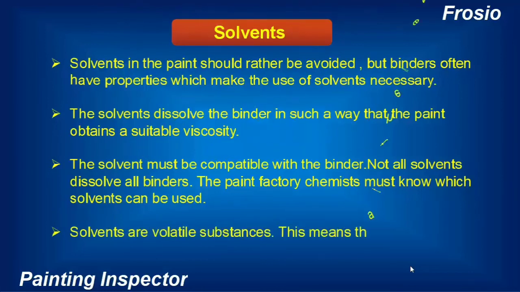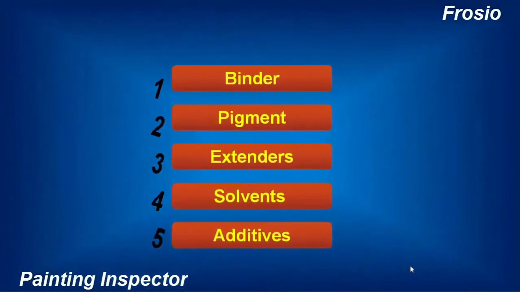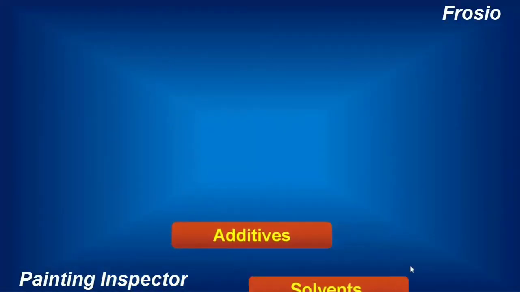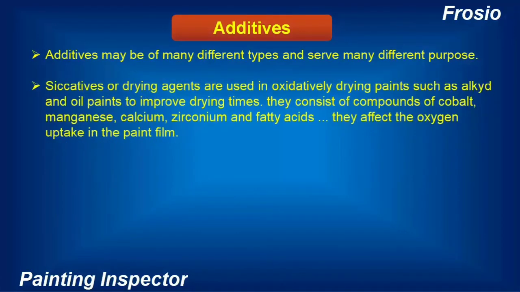Solvents are volatile substances. This means that they evaporate from a paint film more or less quickly. Additives. Additives may be of many different types and serve many different purposes. Oxidatives or drying agents are used in oxidatively drying paints such as alkyd and oil paints to improve drying times.